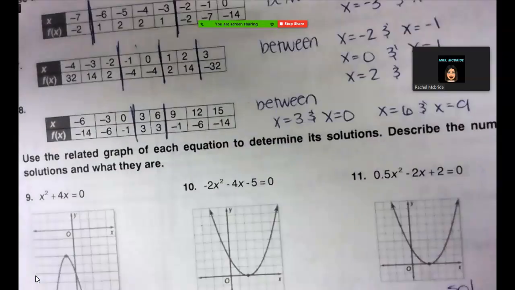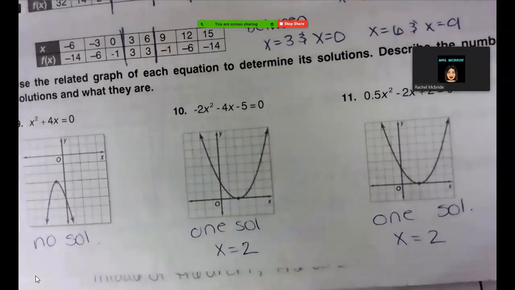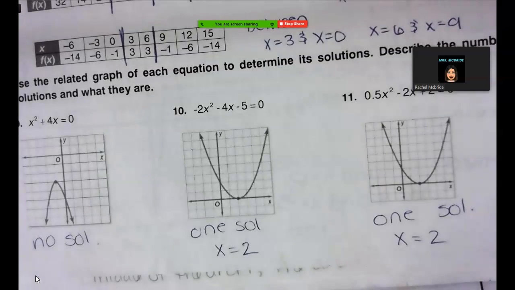And then at the bottom, looking at our graphs and being able to identify if we have solutions, and if we do, how many and where.